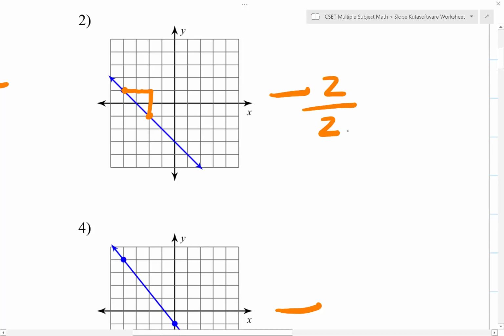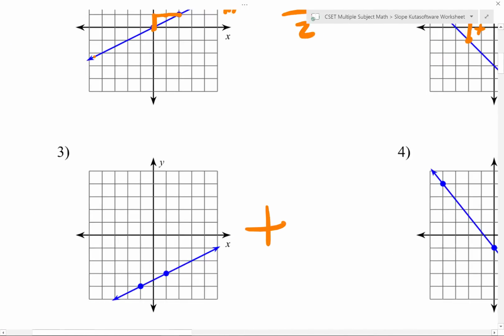Note it is negative, and that's because overall it was negative, and up is the positive direction and left is the negative direction. So if you went up 2 and left 2, that's negative overall. And we get a lovely slope of negative 1. Excellent. Let's do it again.